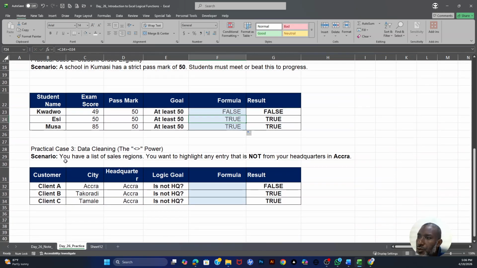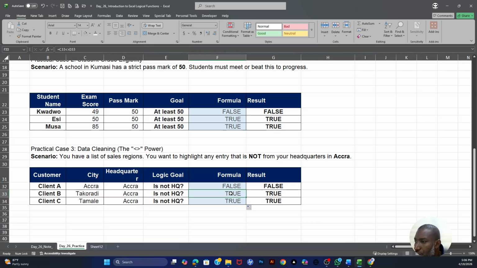Then the last one on this is that, say you have a list of sales regions. You want to highlight any entry that is not from your headquarters, and your headquarters is in Accra. So any sale that is not from the headquarters in Accra. So we have the city where the sales is coming from, and then we have the headquarters which is in Accra, and we want to find out if it is not. So we do equal to, pick the city, and then not equal to, then we pick the headquarters, and then we pick it. So it means that this sale is from headquarters. That is why it's false.